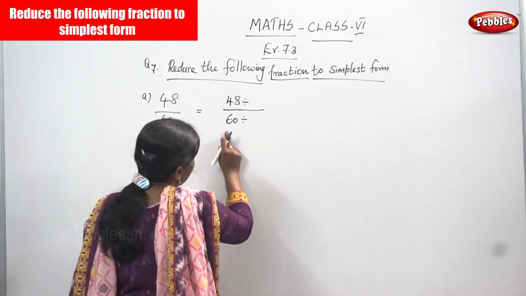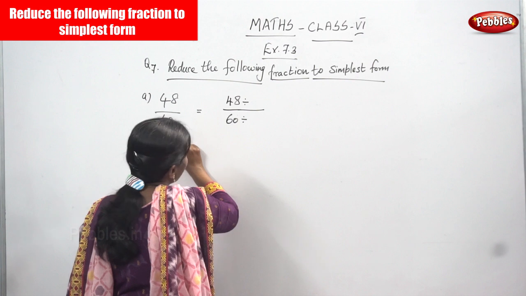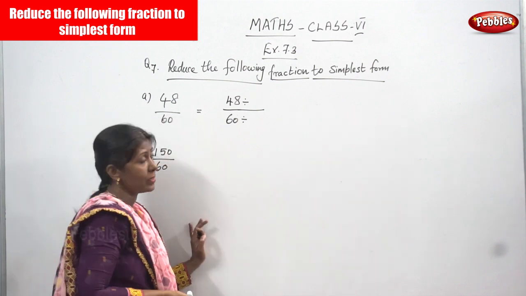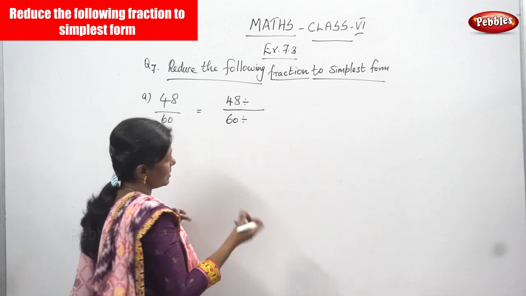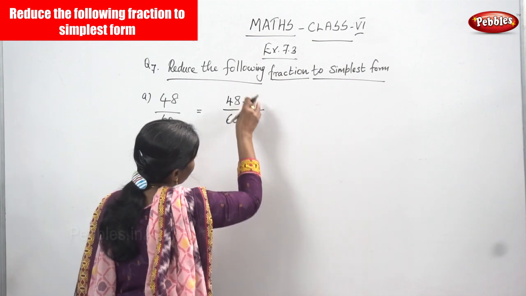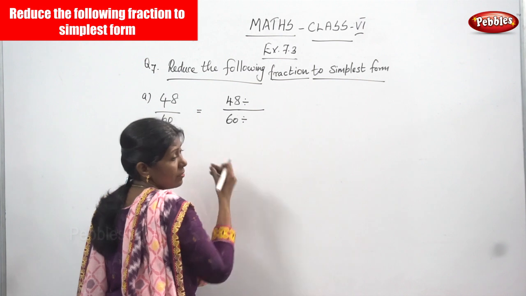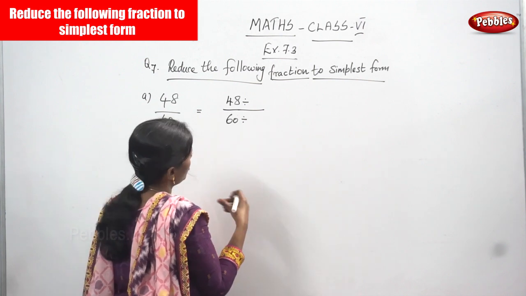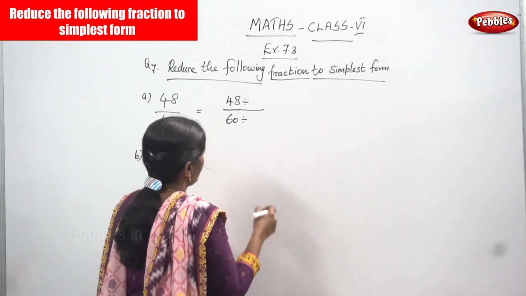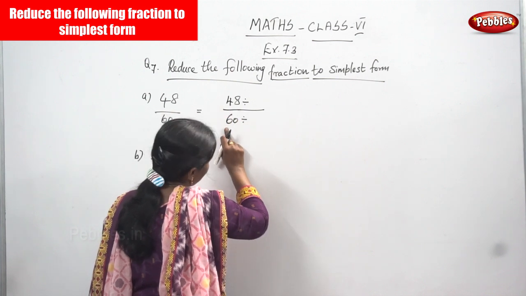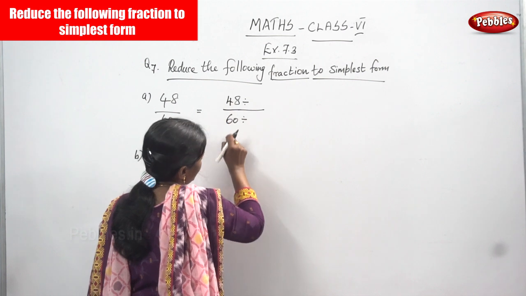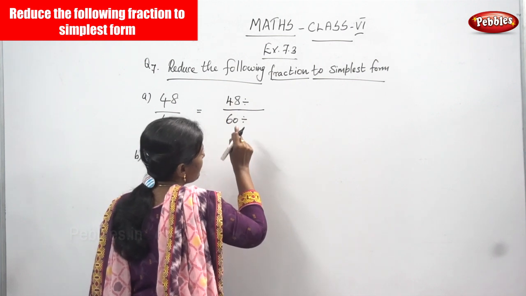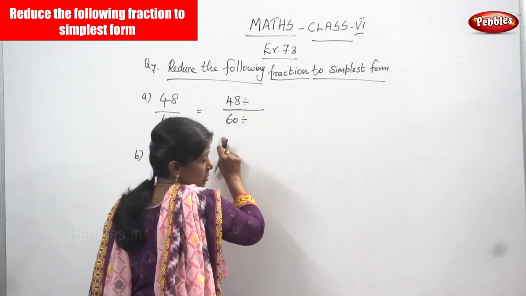It's a question. So you have to reduce this 48 divided by 60 to the simplest form. Simplest form means you have to simplify this fraction into very simple numbers. Okay, so 48 is divided by 60. So you have to take a common factor for both numbers. That common factor should divide the numerator as well as the denominator.